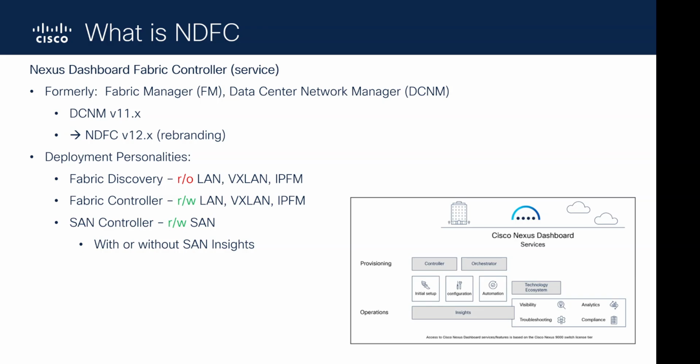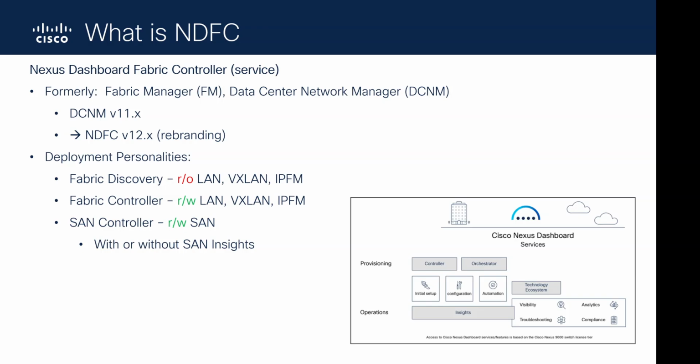In terms of the personalities for deployment, we have one that's called Fabric Discovery, which is basically read-only for your LAN, VXLAN, or IP fabric for media purposes. This handles basic inventory and reporting, but doesn't allow you to do any kind of configuration. So it's not a personality that is used very frequently, and I wouldn't be surprised to see this disappearing in a future version of Nexus Dashboard.